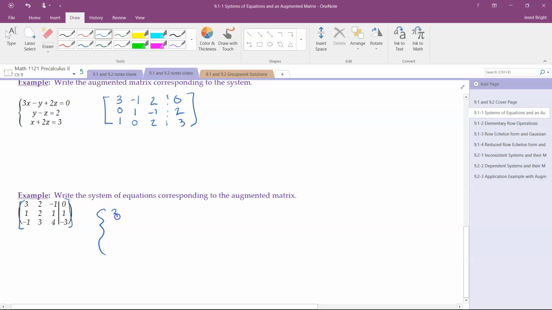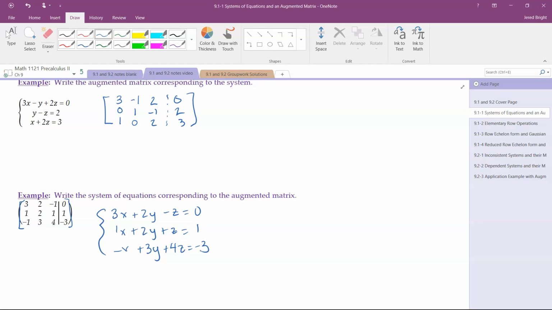If we do that, we get 3x plus 2y minus z is equal to 0 for the first equation, really. For the second equation, again, this one is the coefficient of x, so you can write 1x, doesn't much matter to me, plus 2y plus z is equal to 1. And then lastly, we have minus x plus 3y plus 4z is equal to minus 3. And so that's just a little bit of practice going the other way.